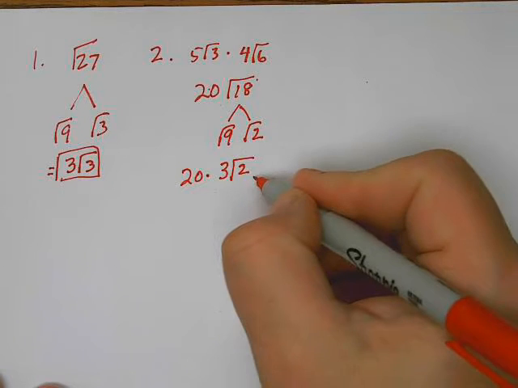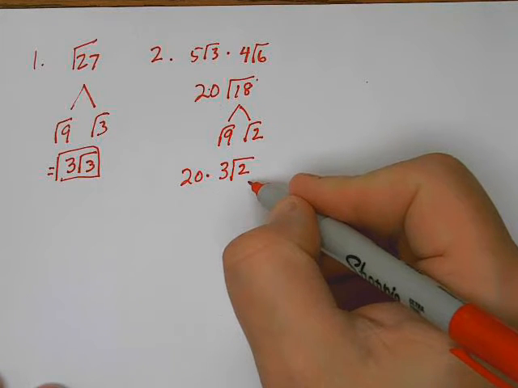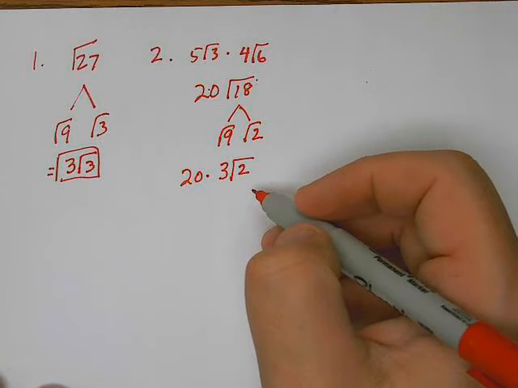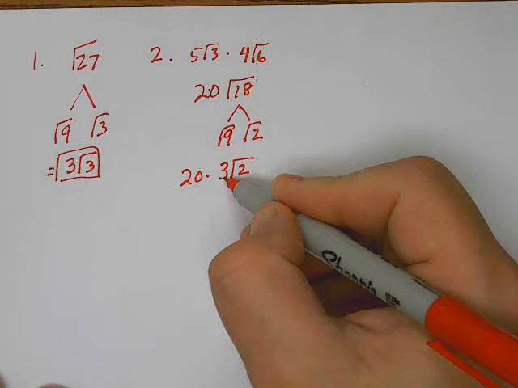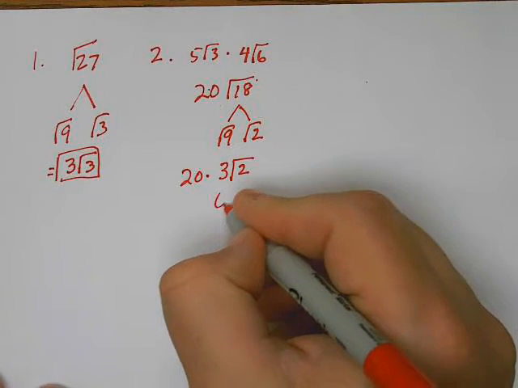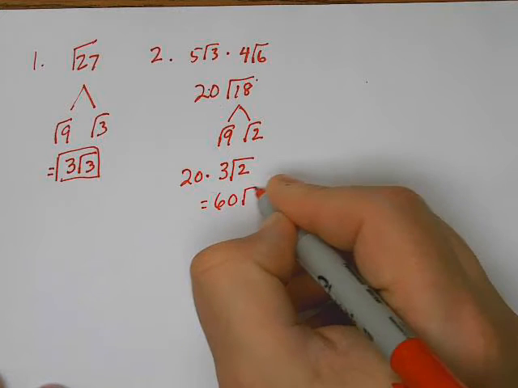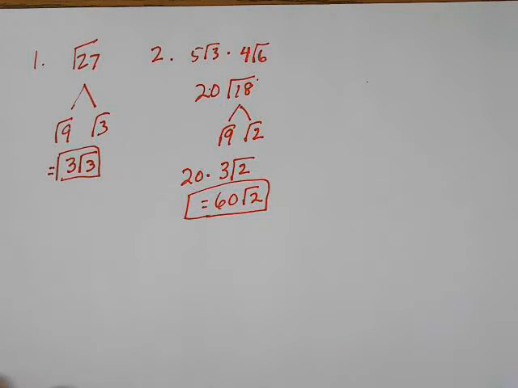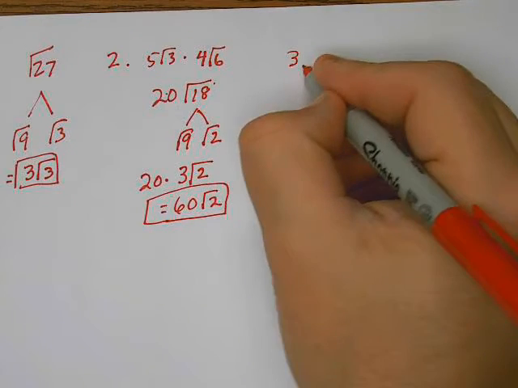Do I take the 20 times 2? No! That's not really 2. Remember, that's a decimal. Do I take the 20 times 3? Yes. And so we end up with 60 radical 2. Oh boy, show of hands. How many people got that one? 1, 2 people. Oh boy. All right, let's go to number 3.